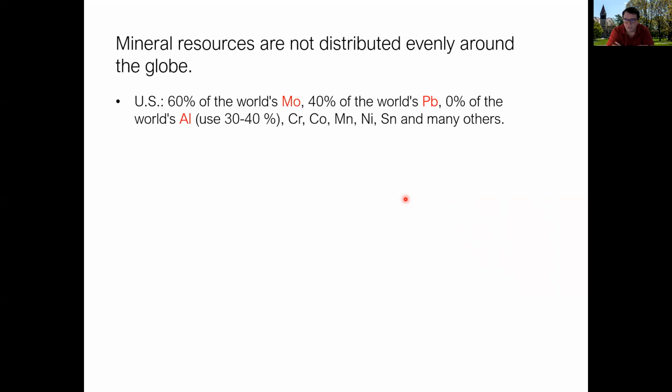Okay, so for example, the United States basically contains 60% of the world's molybdenum, 40% of the world's lead, and basically almost none of the world's aluminum. For example, we use 30 to 40% of all the world's aluminum. Okay, but there's clearly an imbalance between what we need and what we use. For comparison, we have almost no, very trivial amounts of cobalt. Less than almost 0% on a global scale. But countries like Zaire and Zambia, Democratic Republic of Congo, contain about 50% of the world's cobalt and are major coltan miners of cobalt ore that export these to other parts of the world.